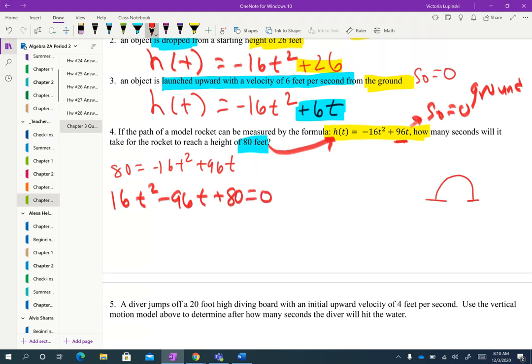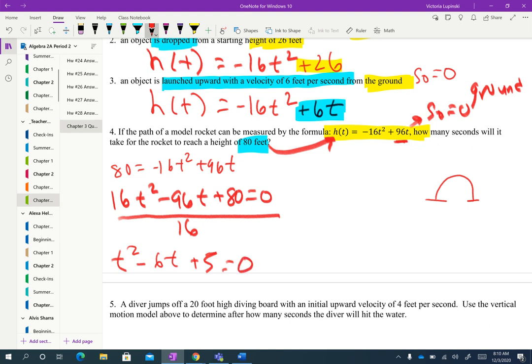The first thing you should do when you try to solve this is look for any common factors. If there were any factors common to each of these terms, you could divide them away. Divide away the biggest possible value that you can, and sometimes even a negative one. So luckily for us in this case, with 16, negative 96, and 80, you can divide a 16 away from all of those, which gives you a nice positive 1t squared minus 6t plus 5 equals 0.